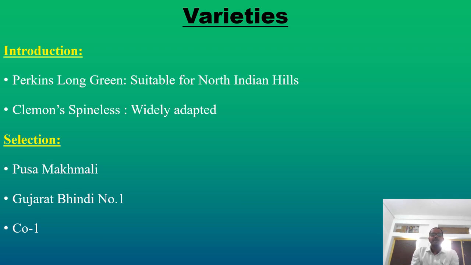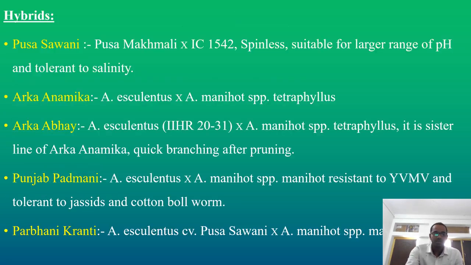Now coming to improved varieties of okra, there are several varieties developed in okra. Some of them have been introduced from foreign countries, like Birkin Long Green, which was introduced from USA and is well suited to hilly areas of North India. The second is Clemson Spineless, which is widely adapted all over India, and other selection varieties like Pusa Makhmali, Gujarat Bhindi 1, and CO1.